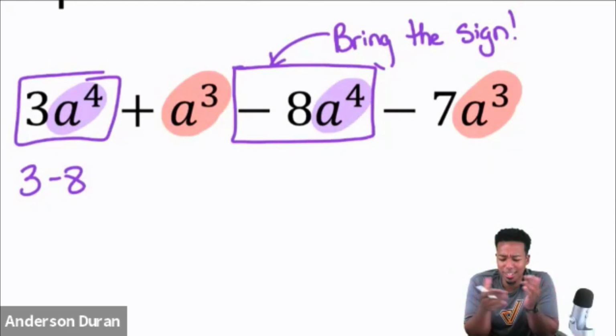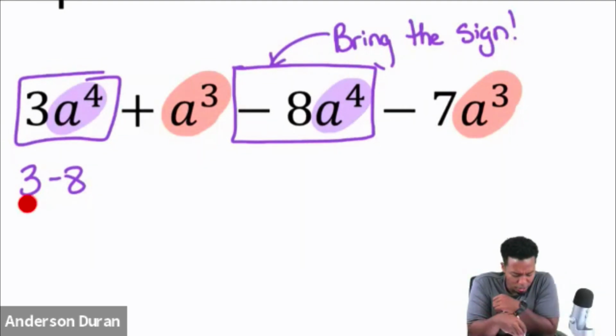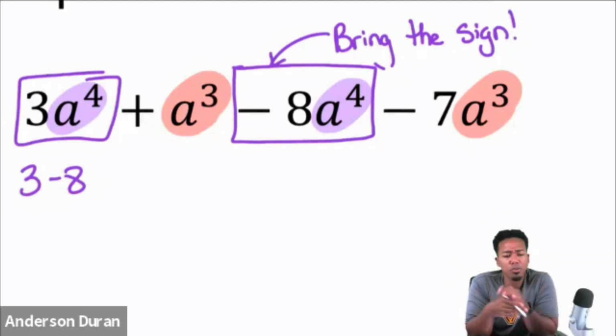Subtraction is like taking a difference, right? We're seeing how far this number is from this number. Everybody, think about it. How far is 3 from 8? How many numbers away? What's the difference? Exactly, it's 5.